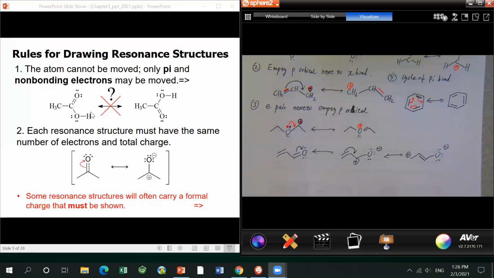Because that breaks up the bond. And breaking up a single bond, like I said, you cannot do that. You cannot break up a single bond and move the atom. So that's wrong, and that's just something to keep in mind.